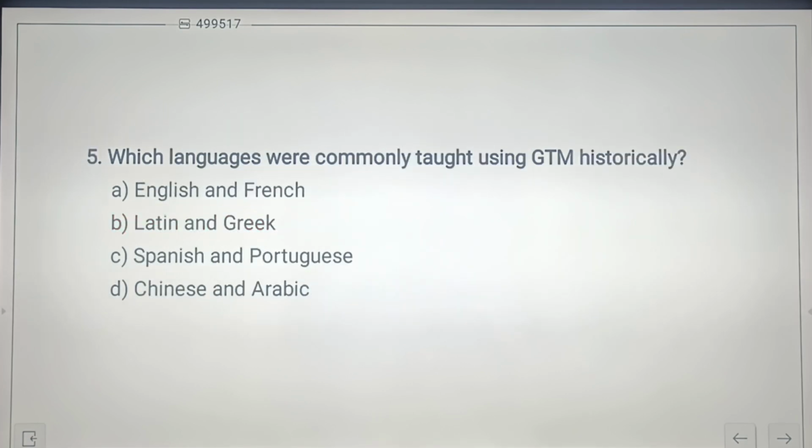Next, which languages were commonly taught using grammar translation method historically? A. English and French. B. Latin and Greek. C. Spanish and Portuguese. D. Chinese and Arabic. Which languages were commonly taught using grammar translation method historically? The right answer is B. Latin and Greek.